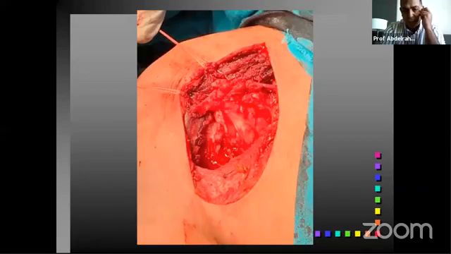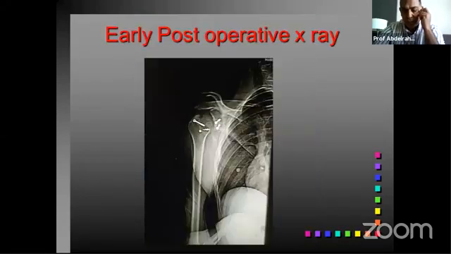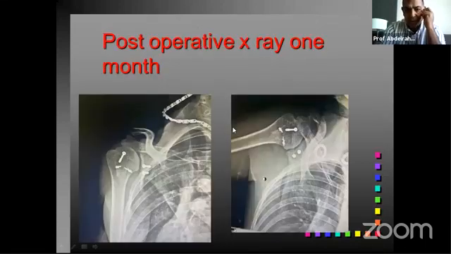After that, we also do a Latarjet and repair of the subscapularis. This is the post-operative X-ray, and we fixed the subscapularis with an anchor, and this is the Latarjet procedure. This is the post-operative X-ray, but we have an early post-operative photo, but the patient didn't come again. This is after 1 month, and he had some range of motion.